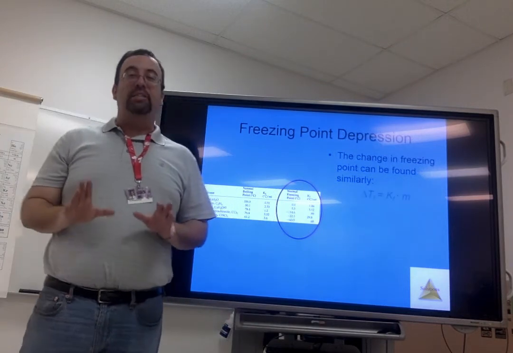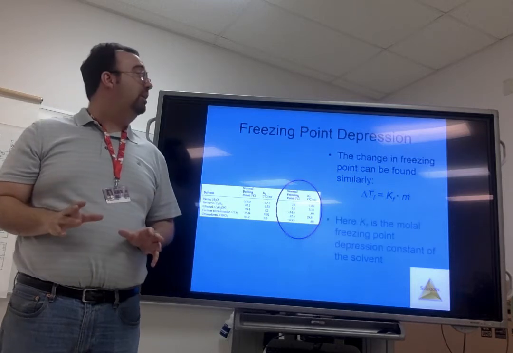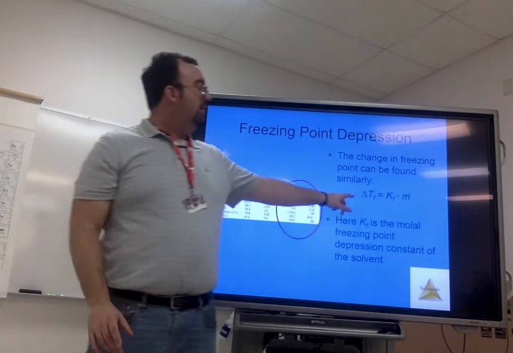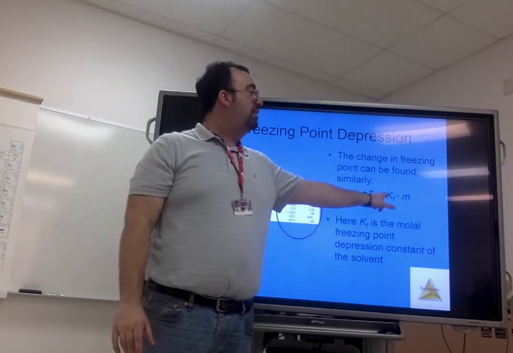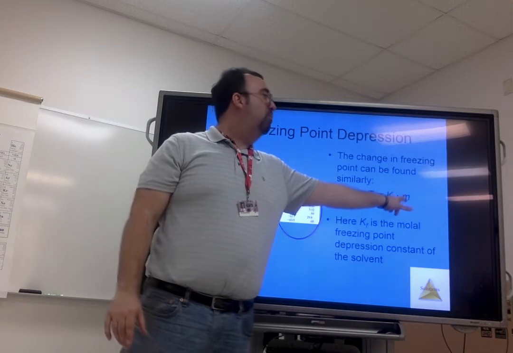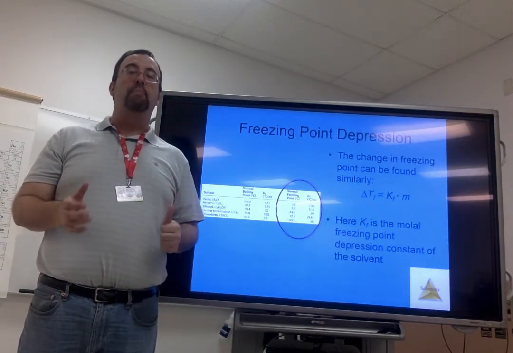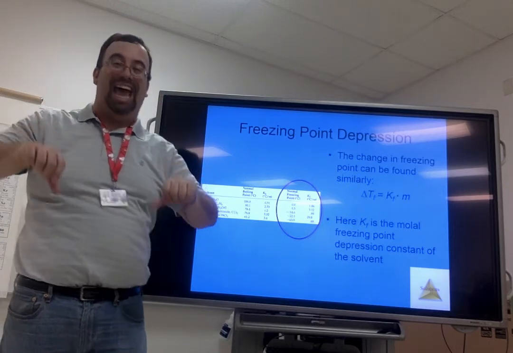We have a very similar situation when we're looking at freezing point depression. And so we have an almost identical equation. Delta T sub F equals K sub F times molality. And so in this case, as molality goes up, the freezing point temperature should go down.